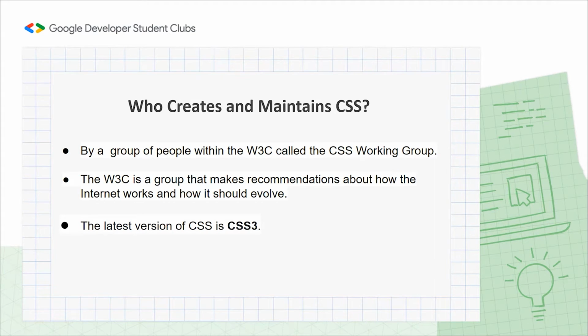What this group does is make a recommendation on their basis, and when this recommendation is passed through W3C, it becomes a standard for everyone to follow. You might think, what is W3C? W3C is the World Wide Web Consortium. This is a group of people who make recommendations on how the internet works and how it should evolve.